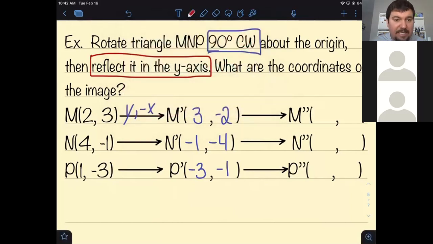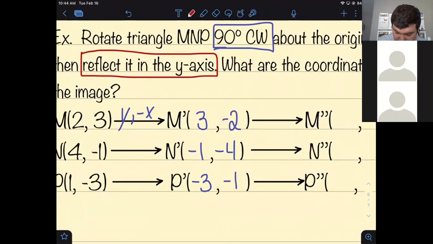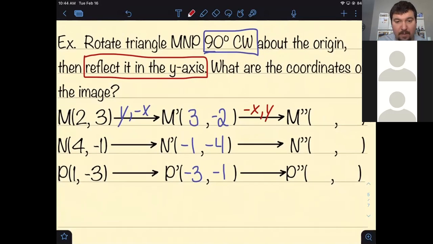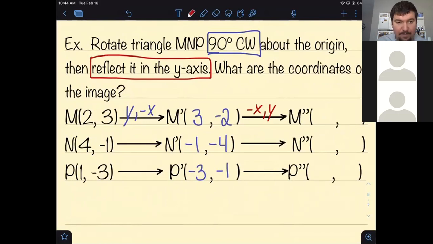Can anyone please tell me, do you remember back from Friday, what happens when you reflect a point over the y-axis? The x coordinate gets negative. Yep, you take the opposite of the x coordinate, but nothing changes to the y coordinate, and you don't flip them either. So we flipped it once already. That was for the rotation. We're not going to flip them again. We're just going to take the opposite of the x coordinate.